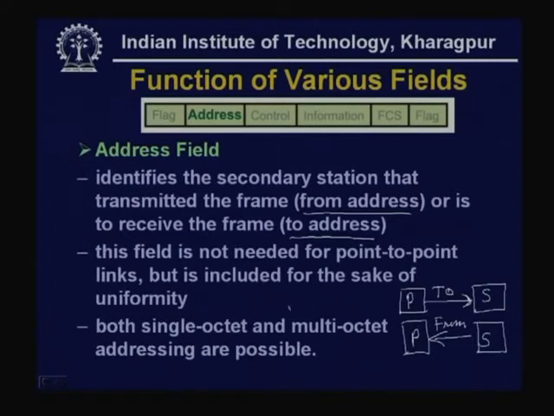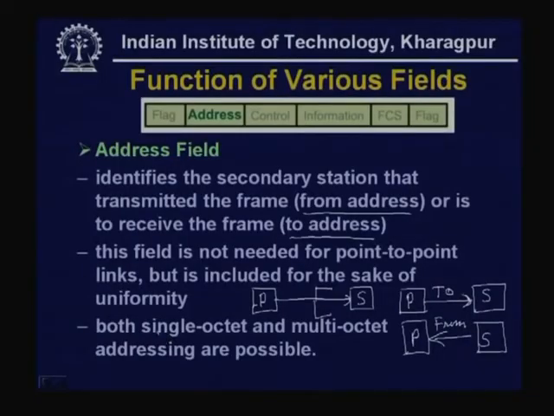Whenever it is point to point, you have only two devices, two stations, one primary and another secondary. So, there is no need for any address, because there is only one. But when it is multi point, there are several secondaries. In such a case, address has to be used, and since it is 1 byte, you can have at most 128 different secondaries.